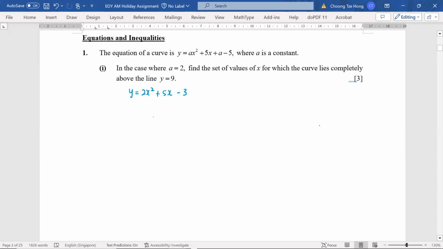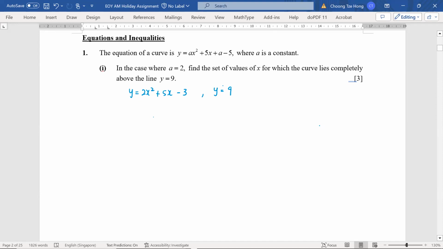Then they go on to say: find the set of values of x for which the curve lies completely above the line. The line equation is over here, y equals 9. So the curve lies completely above the line y equals 9, which means we can form an inequality. If the curve lies completely above the line, whatever value of y for the curve will be greater than 9.